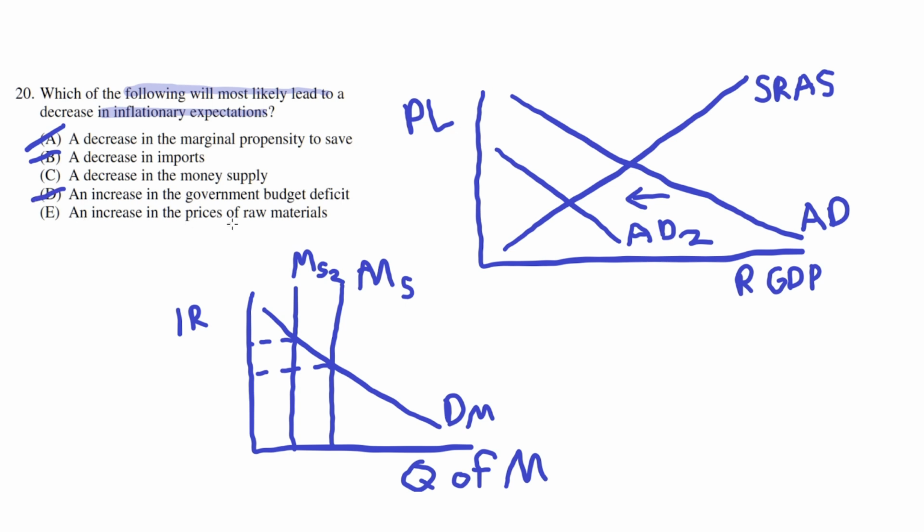E, an increase in the prices of raw materials. This is incorrect because this would influence the short-run aggregate supply curve by shifting this curve to the left. And if we shifted this curve to the left, it would move all the way up here, and then this would be SRAS2. And as we can see, the price level would be up here, which is an increase in the price level or an increase in the inflationary expectations, which is not what we're looking for. So we can eliminate E as well. And therefore, the correct answer must be C.